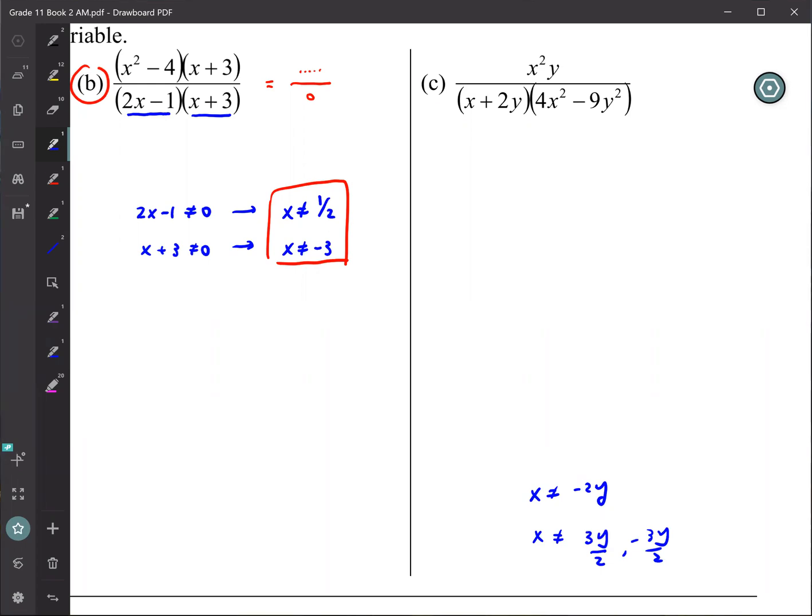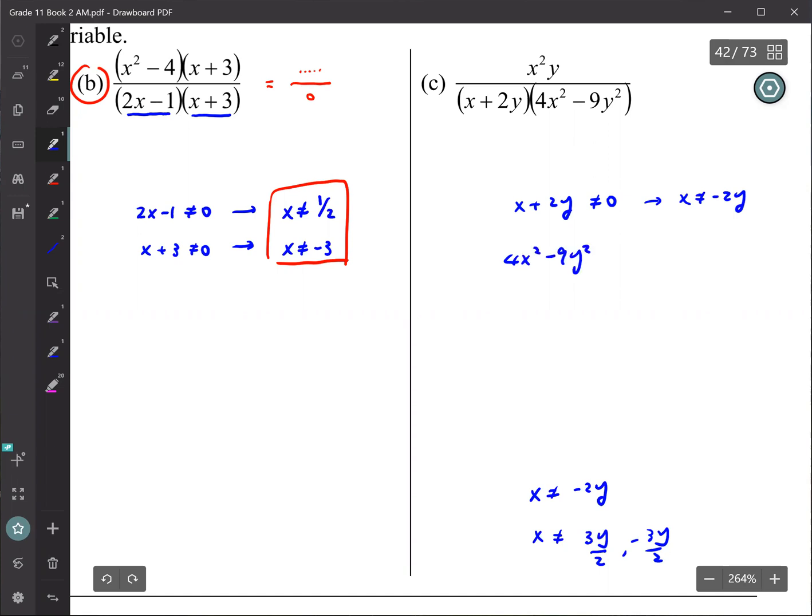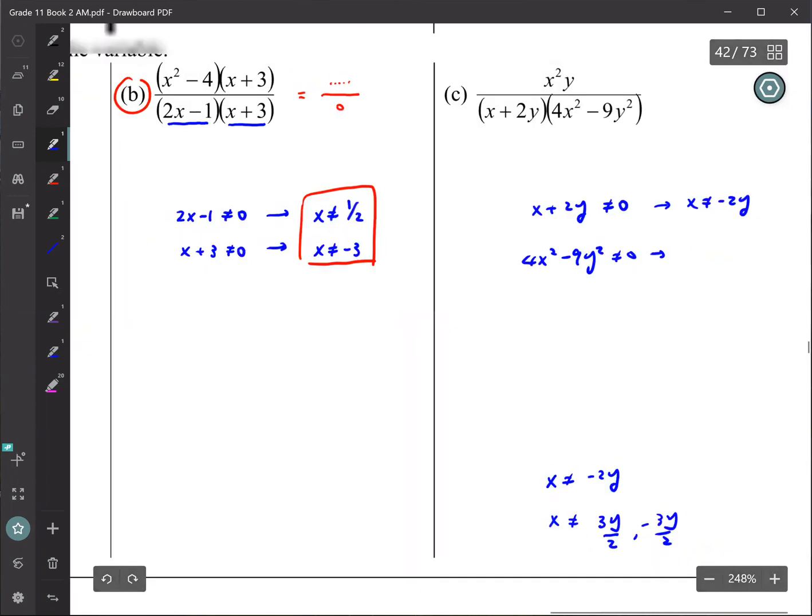Nathan, do you have any questions? How to get the restriction here? No, I don't have any questions. All right, I'll quickly write down the steps here. x plus 2y cannot be 0, so isolate x: x cannot be negative 2y, right? Same thing with this one. If you isolate the x, you would move the 9y squared to the other side. Divide by 4.